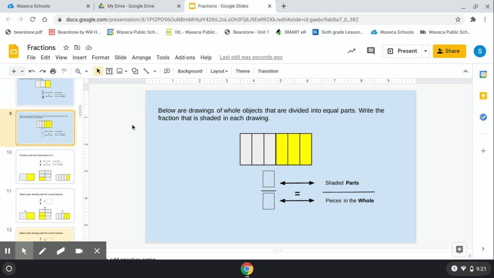And the last question for this type of problem. What fraction of this rectangle is shaded yellow?